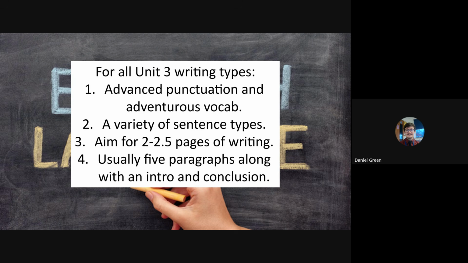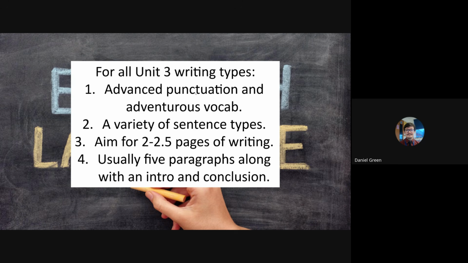You should aim for roughly 2 to 2.5 pages of writing. And the reason I say that is because you've got to write 2 of them. You've got to write 2 20 markers. So in your exposition or description that you did in the last one, you were probably aiming for about 4 to 5 pages. So you should aim for about half that for each of those for your 20 markers. And I usually say to aim for 5 paragraphs with an intro and conclusion to go with it. And those intro and conclusions can be quite short.